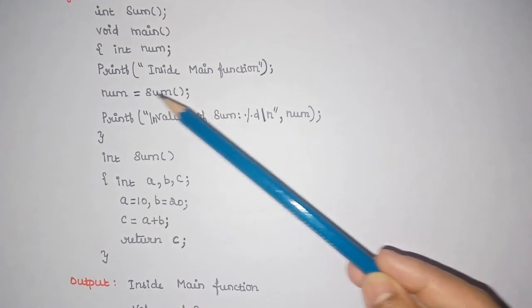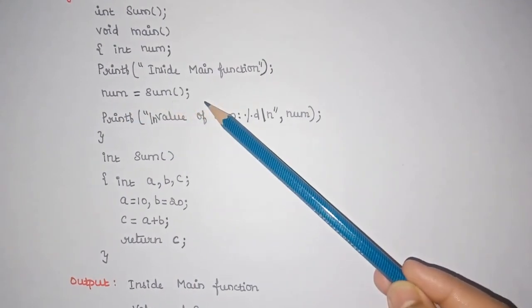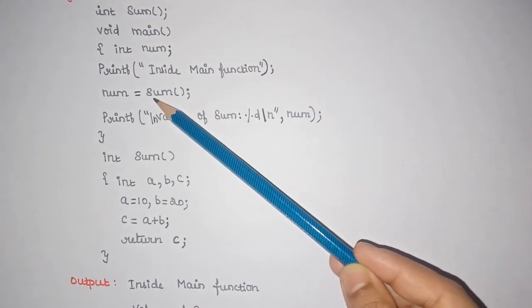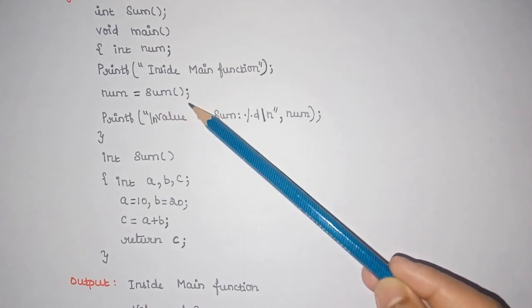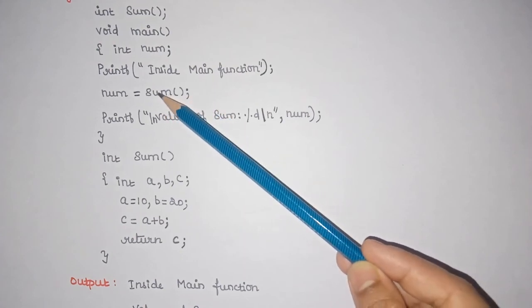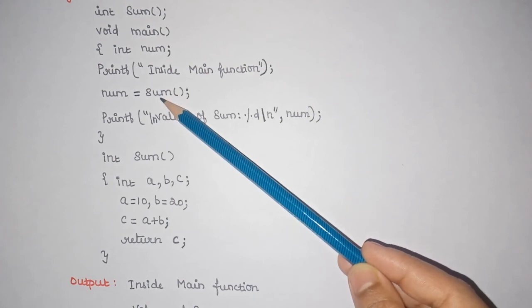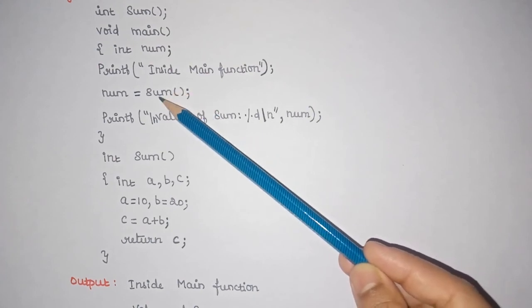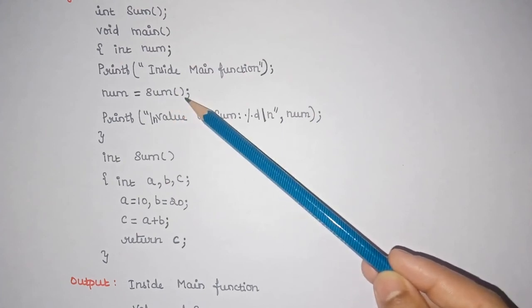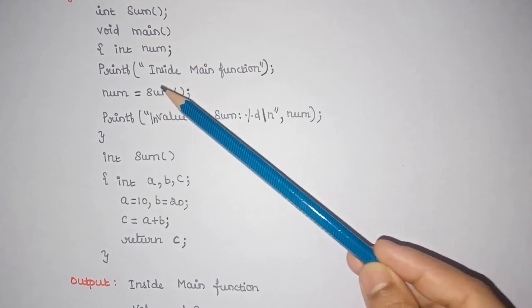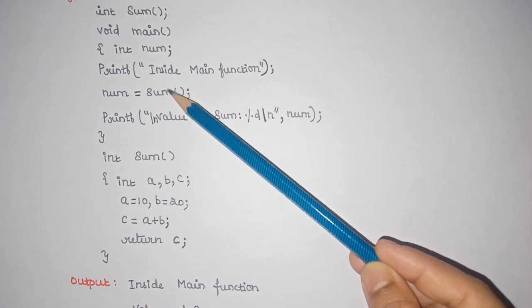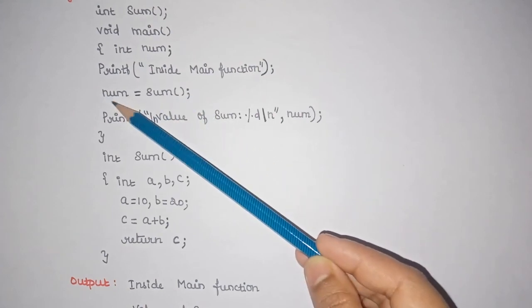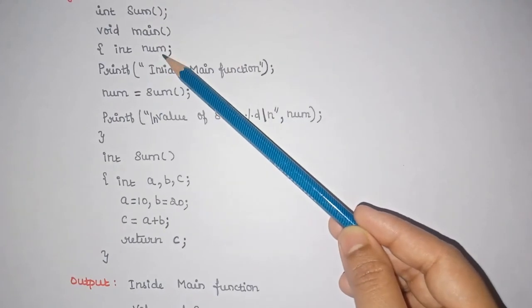After this statement we are calling a function, that is sum. Here this statement is the function call. We are specifying the function name along with the parameters. Since we have no parameters here, we are just specifying the function name with these braces. And here we are going to assign the value returned by this function call to a variable called num. That is why we are declaring a variable num here.